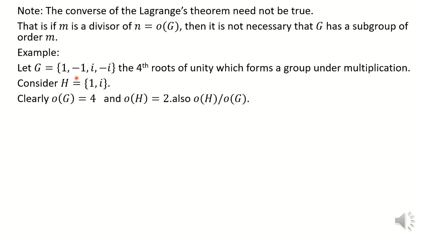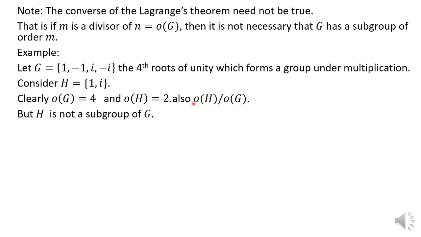Clearly, order of G is equal to 4 and order of H is equal to 2, and also we see that order of H divides order of G. 2 divides 4. But H is not a subgroup of G. This H, containing these two elements 1 and i, is not a subgroup.